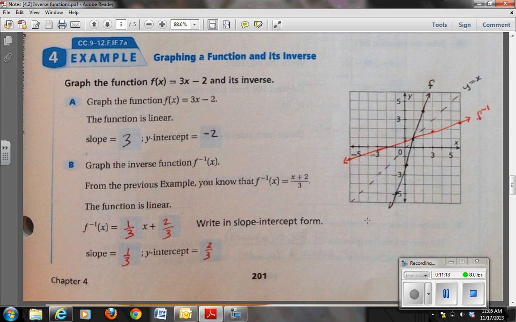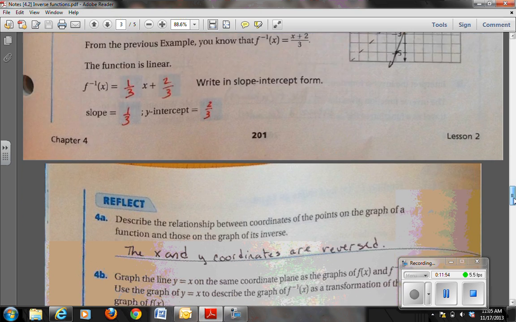Now, this goes on to part C on the next page. Looking at the picture, if I draw in the line y equals x, just the line with a slope of 1 going through the origin, I notice that the red line and the black line are a reflection of each other across that line y equals x. In other words, if I were to fold my paper along the line y equals x, the black line and the red line would be on top of each other. So these functions are definitely symmetrical across the line y equals x. And that's what this reflect is asking.